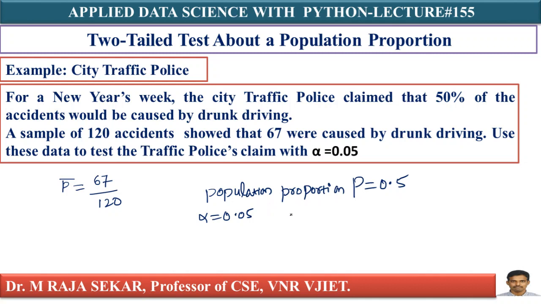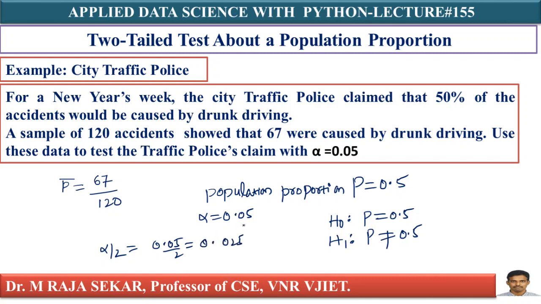Let me say my null hypothesis is p equal to 0.5. Let me assume my alternative hypothesis is p is not equal to 0.5. If it is not equal to, what does that mean? I can say that it is a two-tail test. If it is a two-tail test, what is my alpha by 2 value? 0.05 by 2, that is 0.025, isn't it?